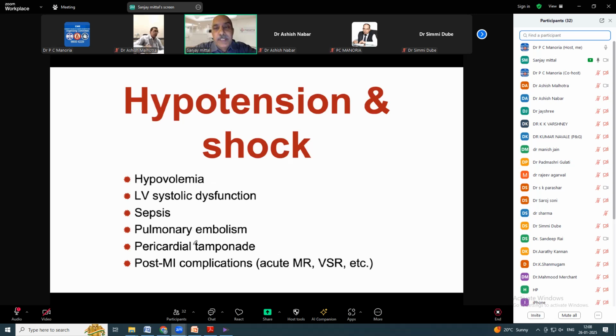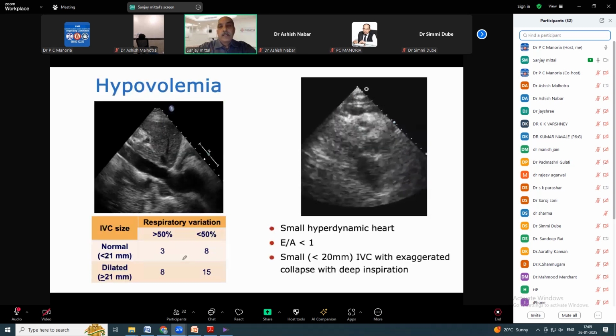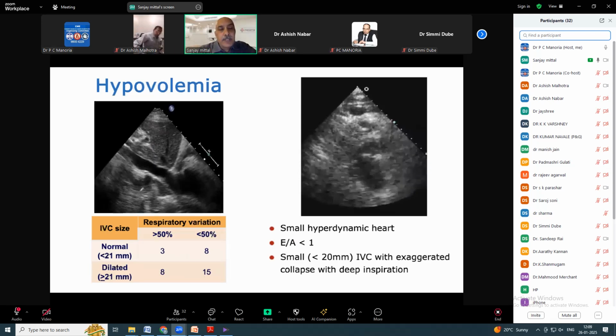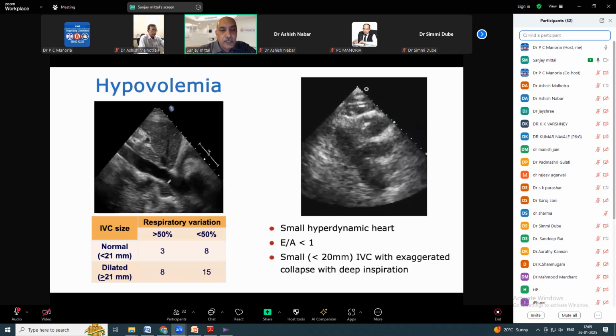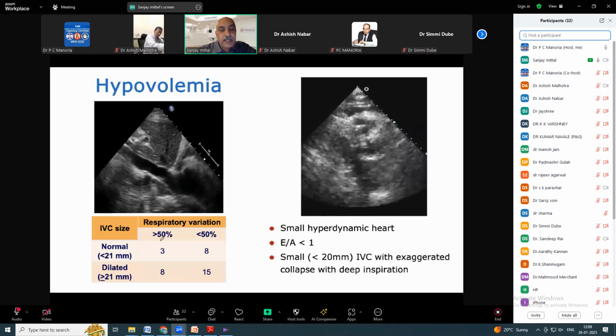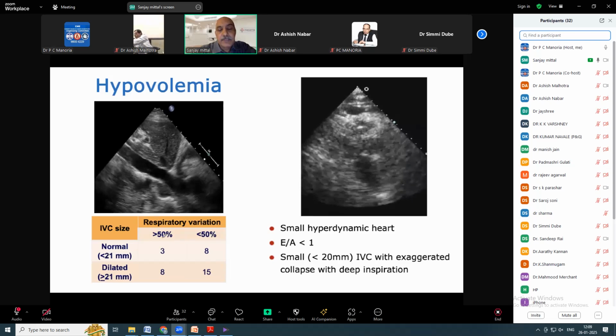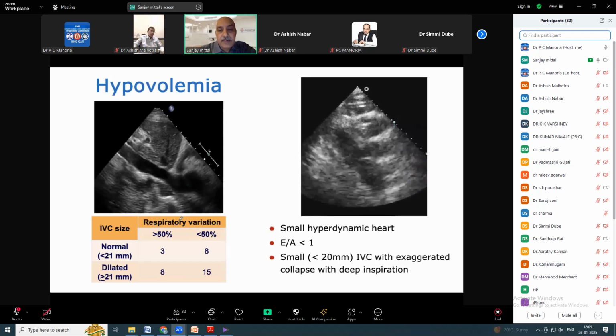It could be due to so many reasons. Cardiogenic shock is the commonest and most dreaded one, but I'll give you some examples. We talk about hypovolemia, systolic dysfunction, sepsis, pulmonary embolism, tamponade, and post-myocardial infarction complications, which could all be reasons for the hypotension and shock syndrome. We know how to evaluate the IVC. It will look at the fluid status.